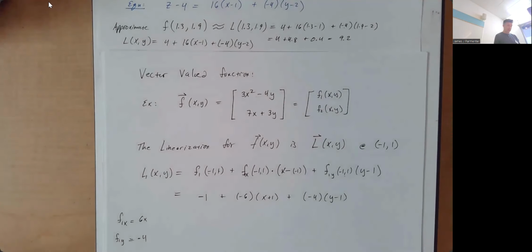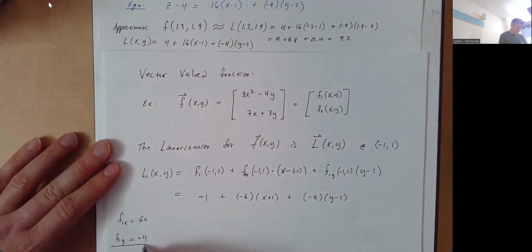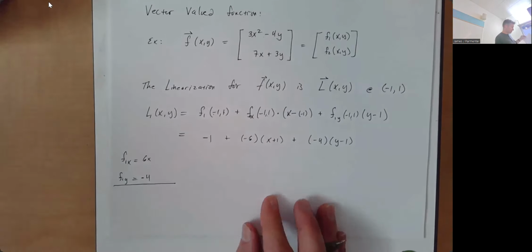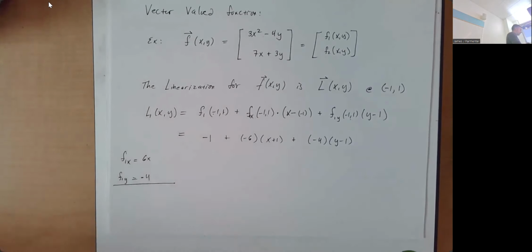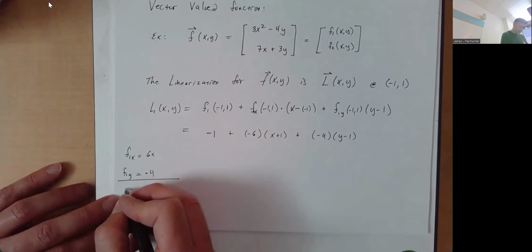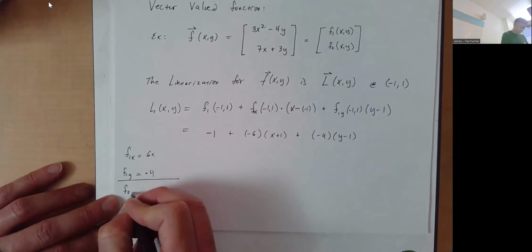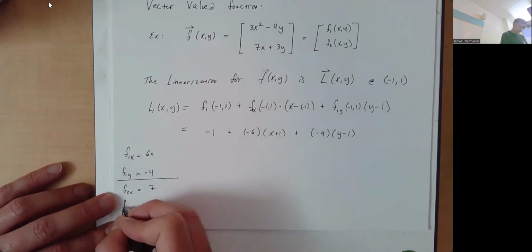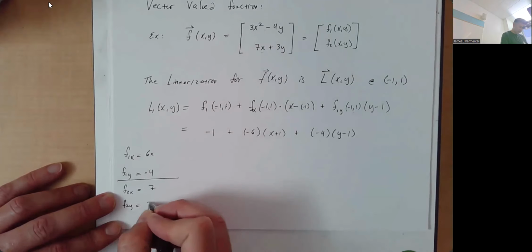Let's do the second part now. And to be proactive here, I'm sorry, if you can't see something, please let me know. I know I'm kind of going off the edge here occasionally, so don't hesitate to say, hey, James, I need to see that. Let's find the partials of our second function. The partial derivative of f2 with respect to x is going to be 7, and the partial derivative of f2 with respect to y is going to be 3.